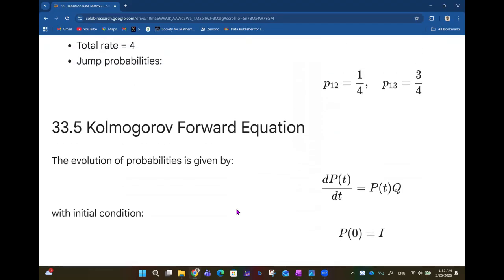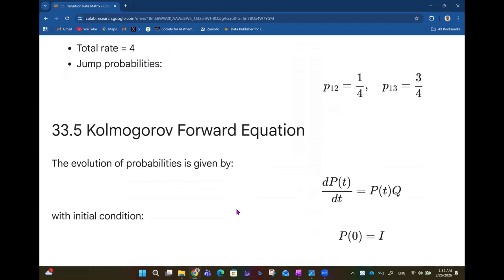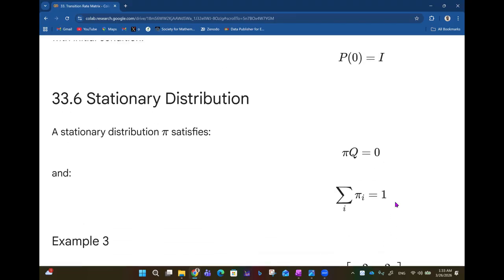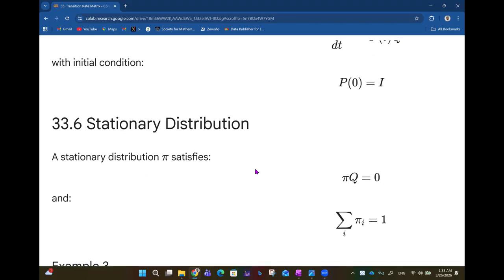Then we talk about the Kolmogorov forward equation. The evolution of probabilities is given by dP(t)/dt equals P(t)Q. So the forward equation has P(t) multiplied by Q, while for the backward equation you have Q multiplied by P(t). But forward is P(t)Q, with initial condition P(0) equals I, the identity matrix of whatever size the generator matrix may be. Then we have the stationary distribution. A stationary distribution pi satisfies piQ equals 0, and the summation of all the pi's equals 1.